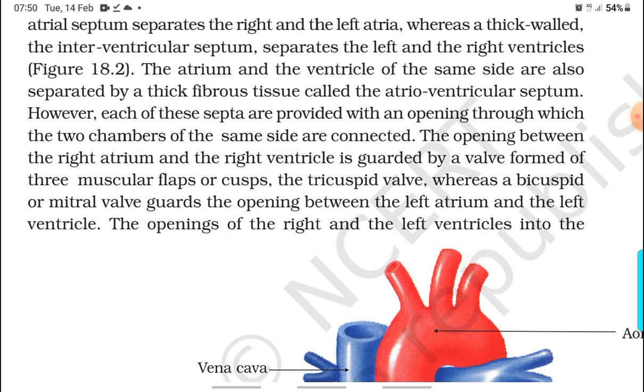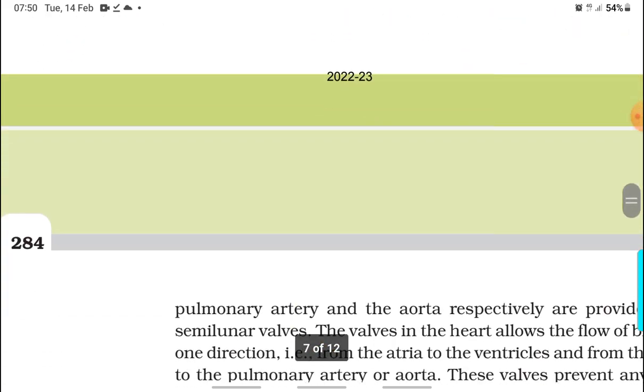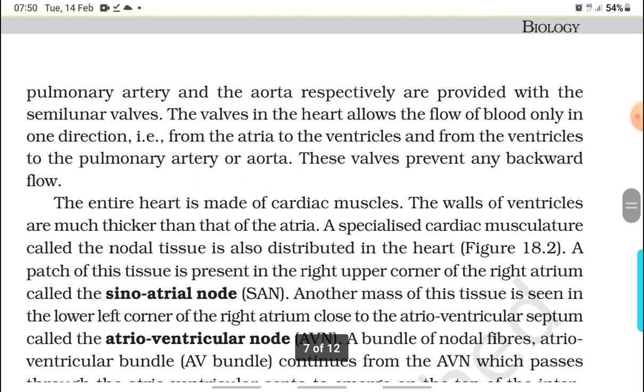The opening between the right atrium and the right ventricle is guarded by a valve formed of three muscular flaps or cusps, the tricuspid valve, whereas a bicuspid or mitral valve guards the opening between the left atrium and the left ventricle. The openings of the right and left ventricles into the pulmonary artery and the aorta respectively are provided with the semilunar valves. The valves in the heart allow the flow of blood only in one direction, that is, from the atria to the ventricles and from the ventricles to the pulmonary artery or aorta. These valves prevent any backward flow.